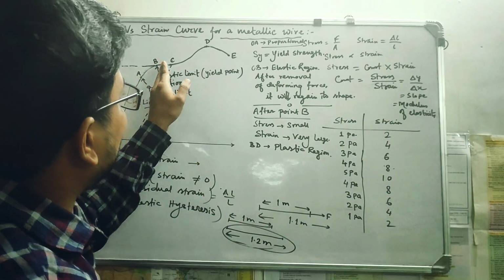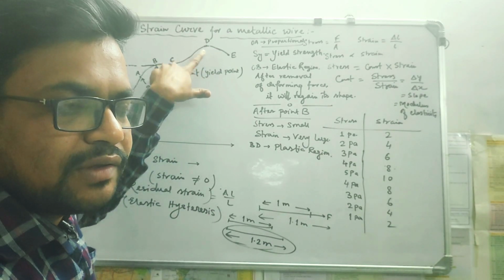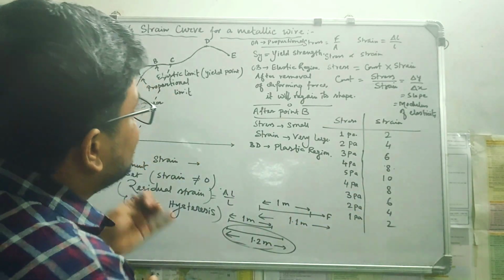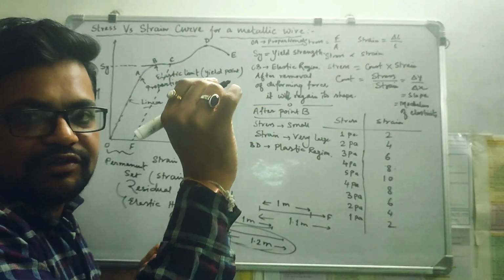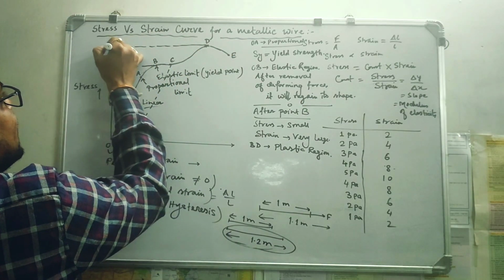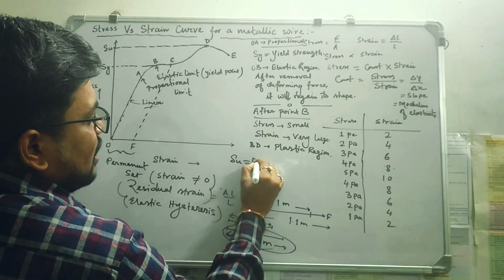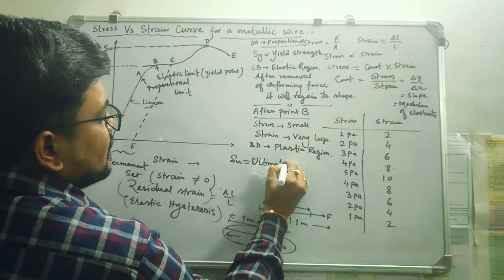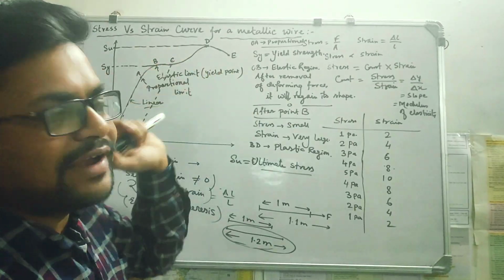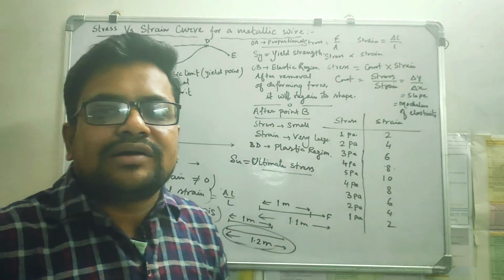Okay. So after point B, from B to D, this region is called plastic flow, in which, even after I am not applying any force, the length is continuously increasing. At point D the stress is maximum, and that is known as ultimate strength. So SU is known as ultimate stress. Its future is decided right there, it is about to break. So after D, it will break.